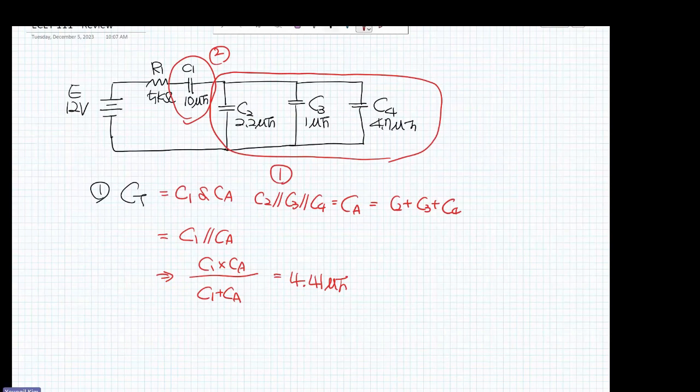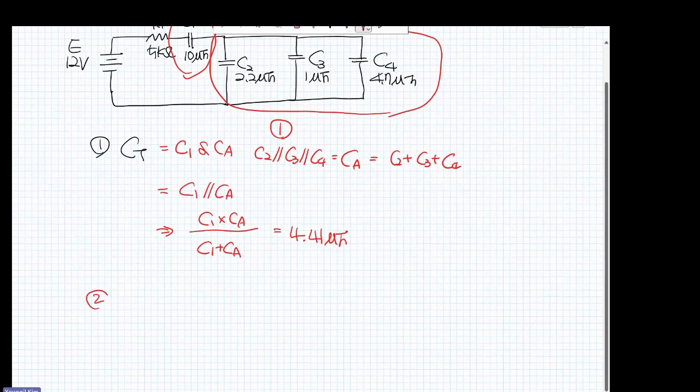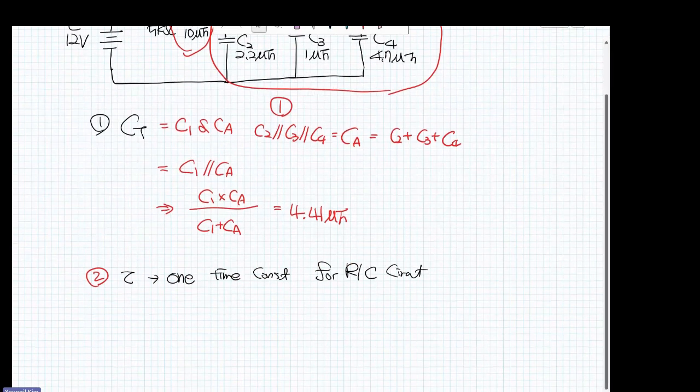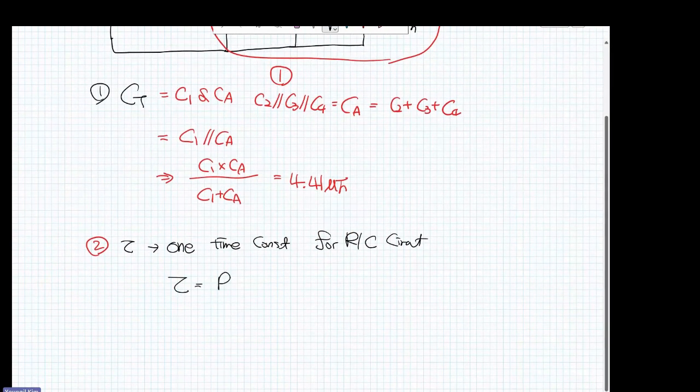All right. So question two, from this circuit, what is tau? This is the one time constant for the RC circuit. That was for tau: R total times C total. Smart students show me equations. C total alone is a wrong answer. But if you show me that equation, maybe I'm going to give you maybe 8 out of 10.